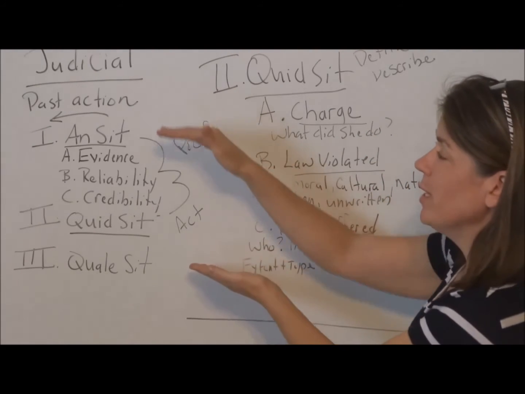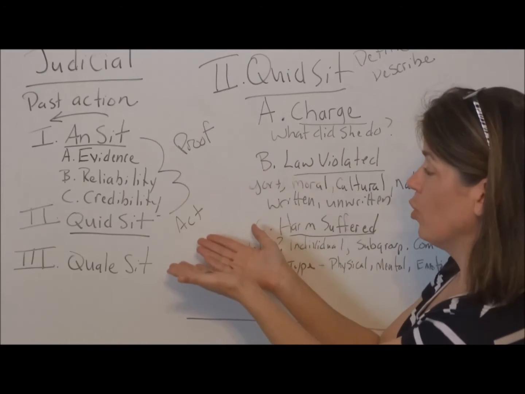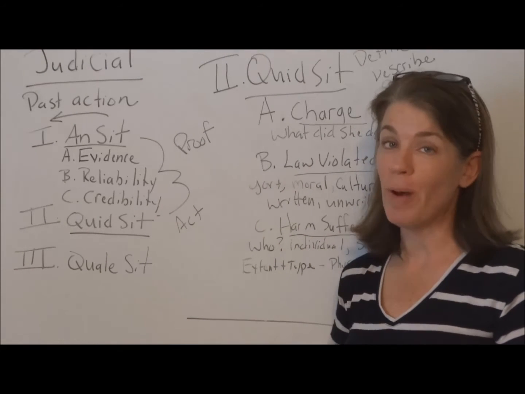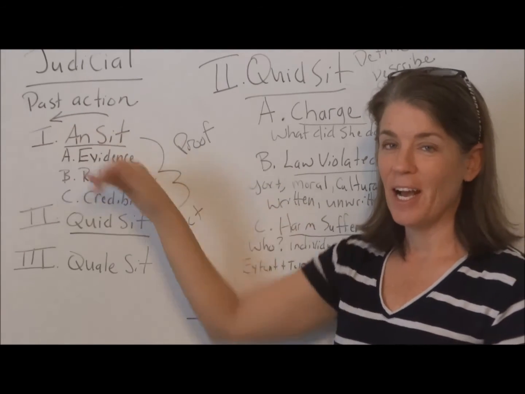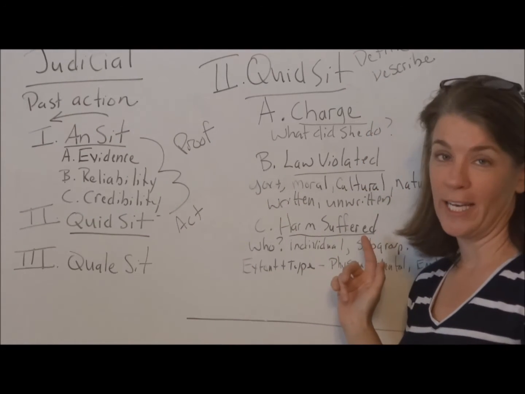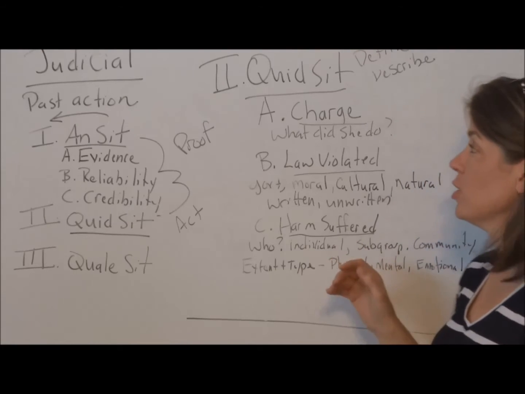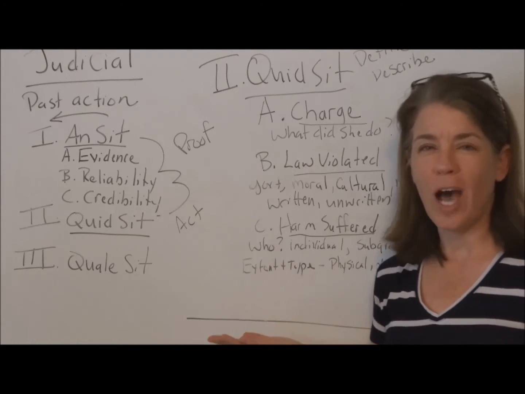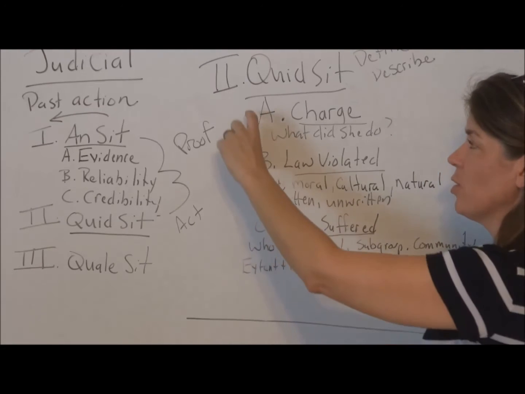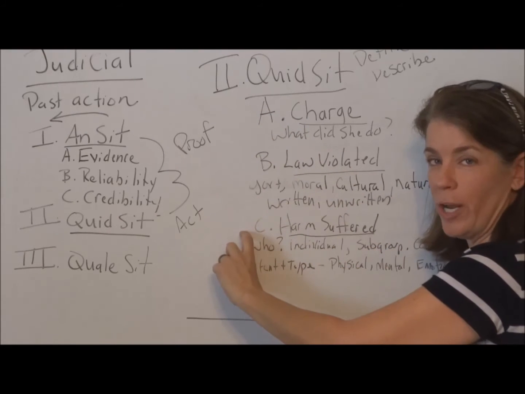So you could have three essays, an an sit essay, a quid sit essay, and a quail sit essay, all about the same issue or evaluating the same past action. That's not how we're going to handle it, though. We're going to handle it as a paragraph. And so you can see that quid sit, the act, is sort of the topic sentence of our paragraph, and these are what we use to support or illustrate our points.